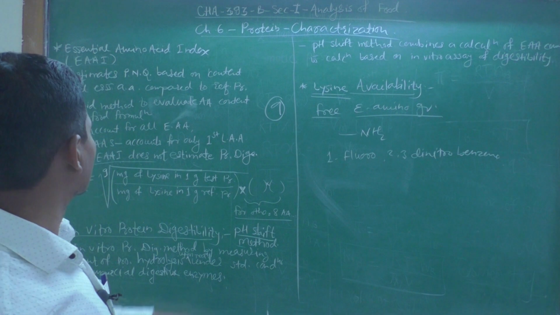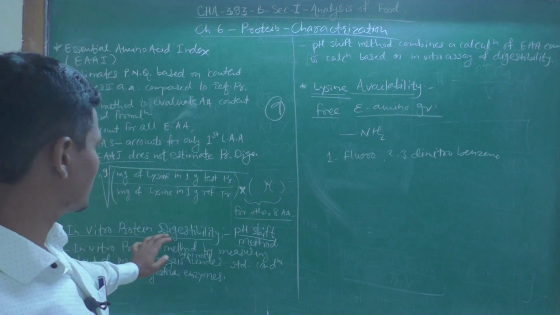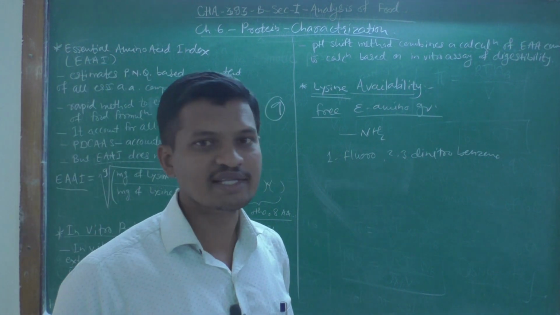So this is all about the remaining three topics related to protein nutritional quality. First one is the EAAI method, second one is in vitro protein digestibility, that is the pH shift method, and the next one is lysine availability.